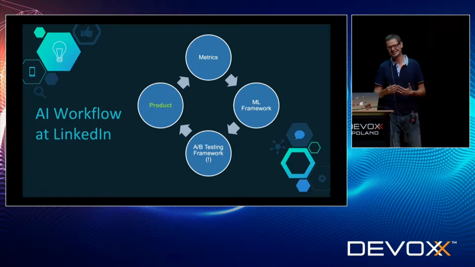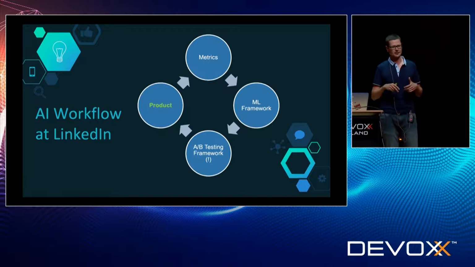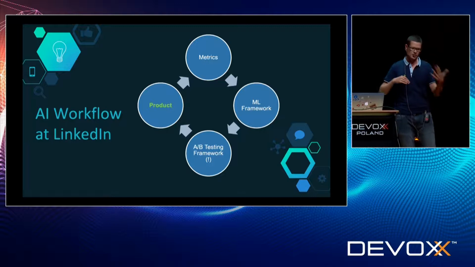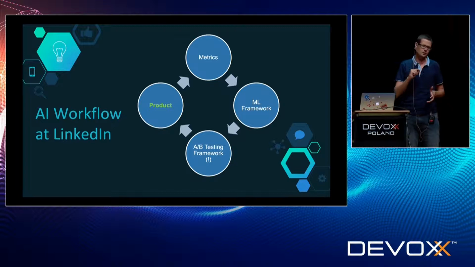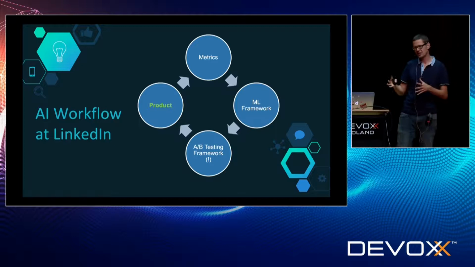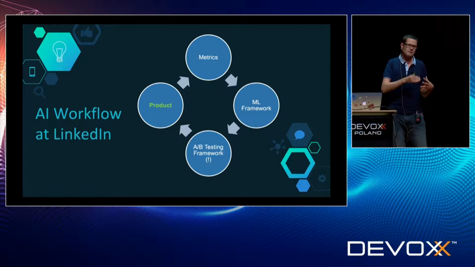We go to the machine learning framework, where we can have an idea for a model, train that model, and then deploy it to production, and that happens within the machine learning framework that I'll talk more about. And then, what is really important, we use our A/B testing framework, or experimentation framework, to find out if that model, or that update to a model, is moving the metrics the way we want to see them moving.